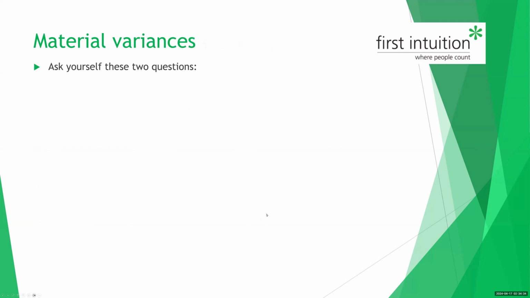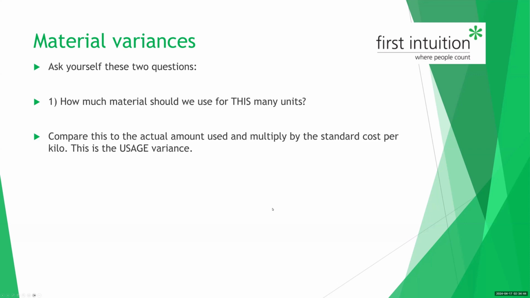Two questions we have to ask. How much material should we use for this many units? Nice, simple, plain English question. And then we compare that to the actual amount we've used, and we turn that into a monetary value by multiplying by the standard cost per kilo. And that is our usage variance. We're not interested at this point in the price paid. What we're interested in is the standard cost per kilo.